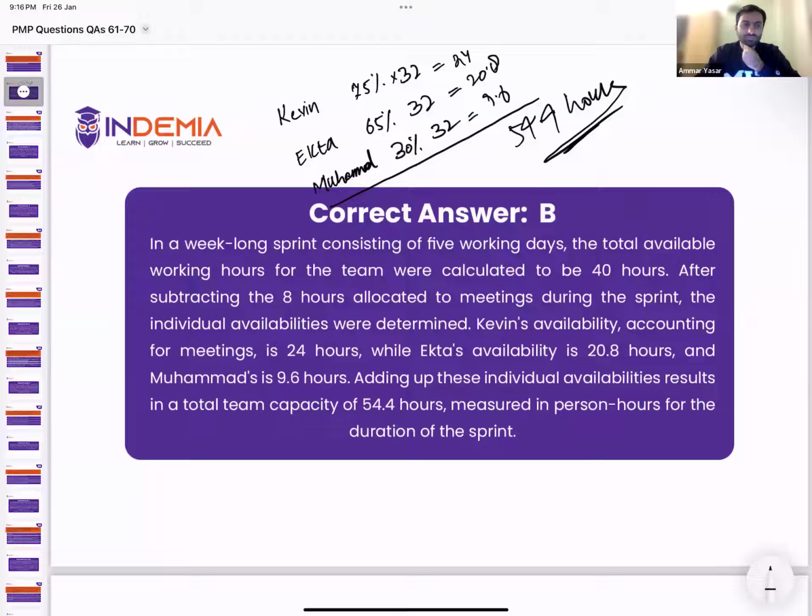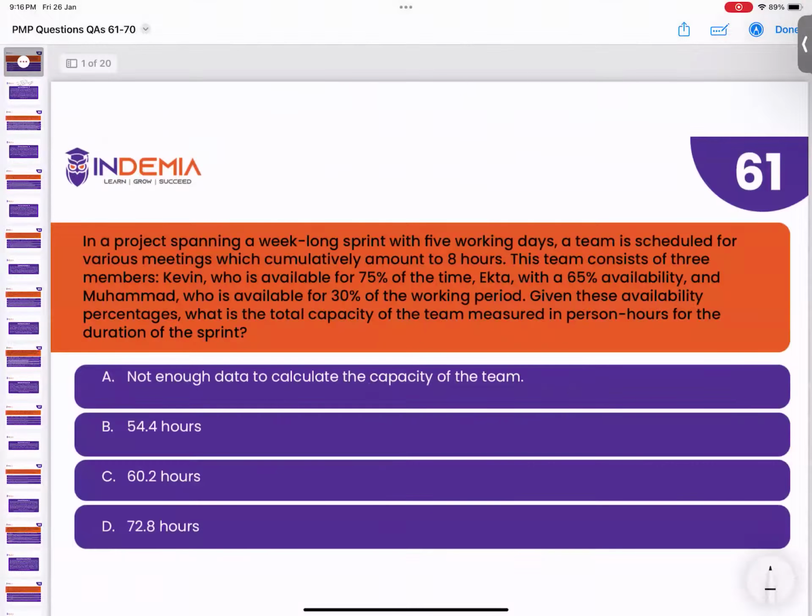And it is written, if you could see, a week-long iteration. If I go up, it mentions that the time for meetings and their availability are mentioned. The only thing not mentioned is whether it is 40 hours or not. If you multiply 8 hours by 5, it is 40 hours. Yeah, I forgot to see that, sorry for that. All right, next question, please.